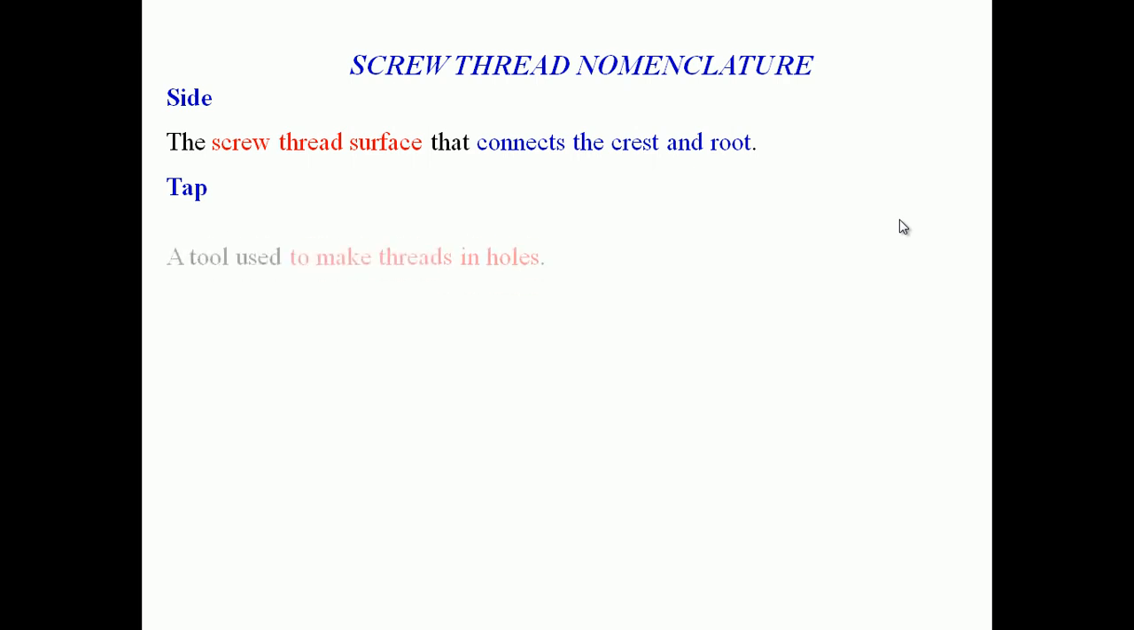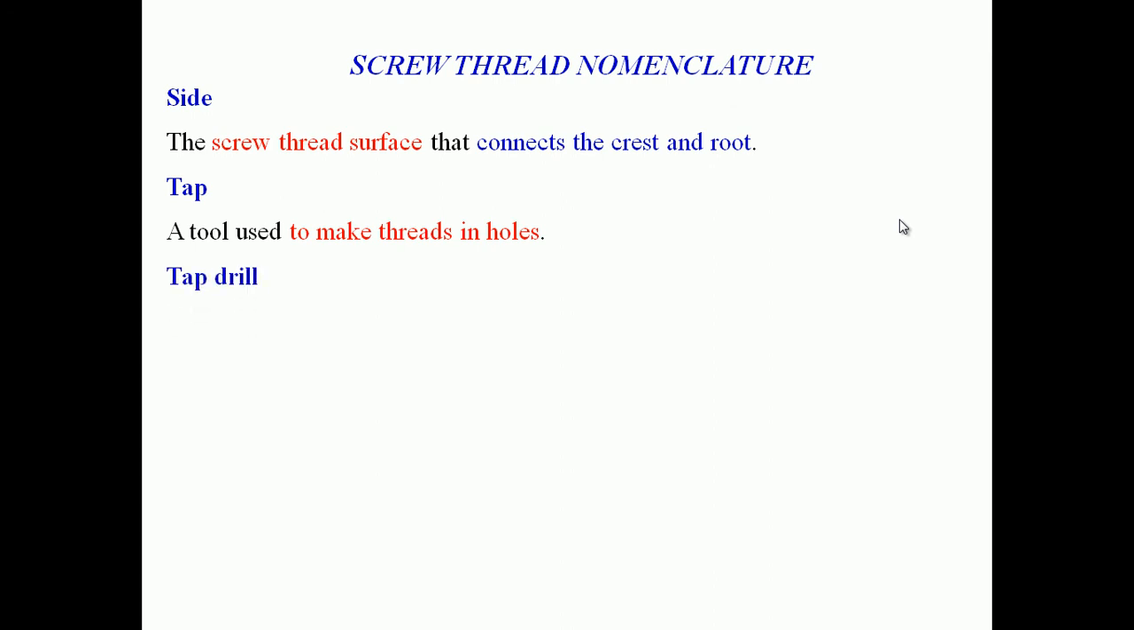So what are the other screw thread nomenclature terms? Side. Side in screw thread means the screw thread surface that connects the crest and the root. We have already seen that. If it is connecting the crest and the root, that is called the side. As I told you, tap, I will explain. The tap means a tool used to make threads in holes. It's actually a tool which is used to make threads in holes.